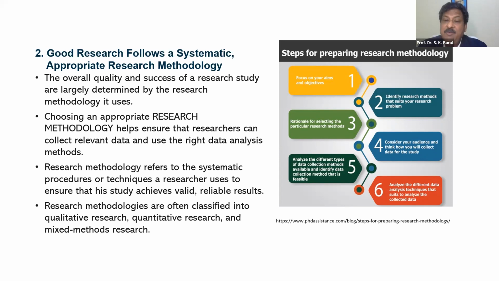And the third is we must select a particular research method. And the fourth is we have to consider that we are doing research for further researchers, readers, and audience. So whatever we are doing, whatever data we have collected, the accurate result must be produced. And the fifth stage is we must analyze the different types of data collection methods, looking into the feasibility of our study. And the last one is to analyze different data analysis techniques.